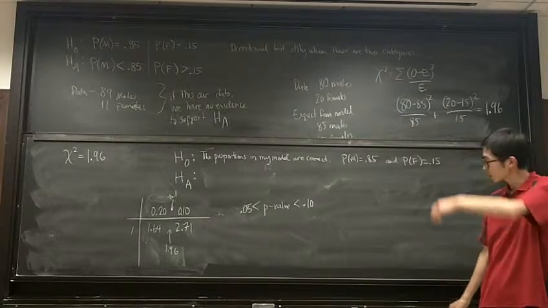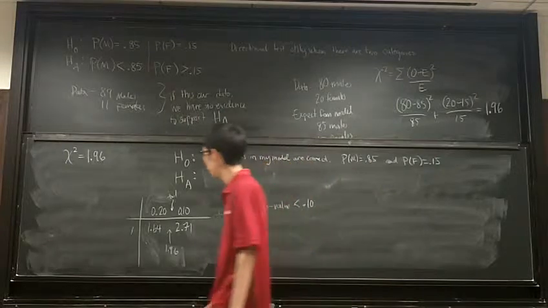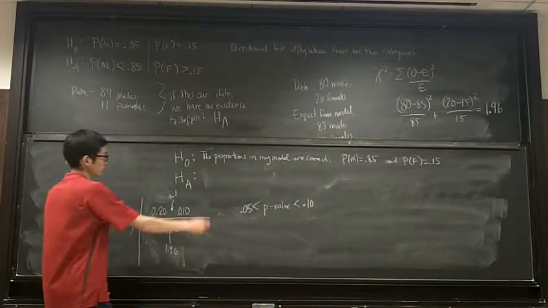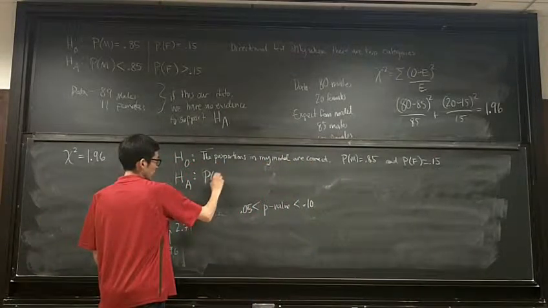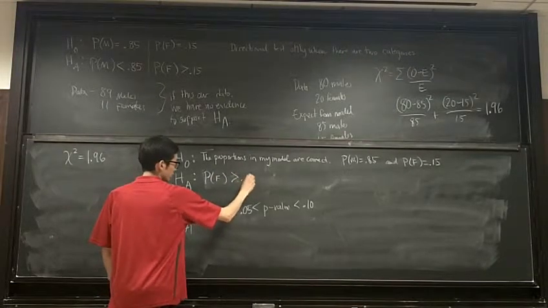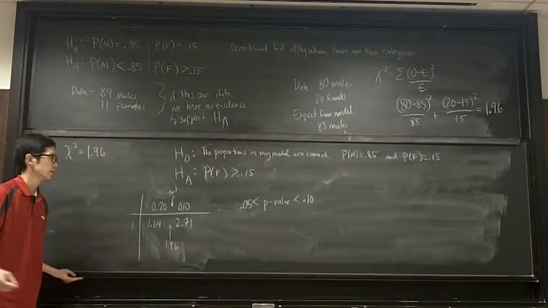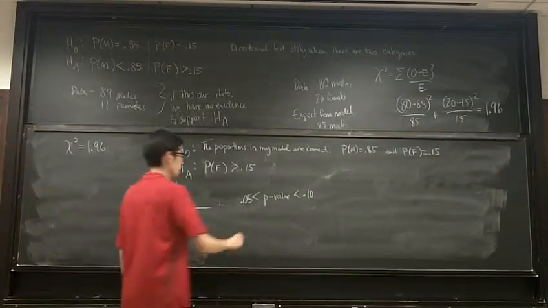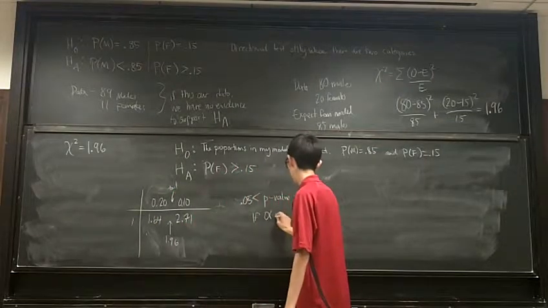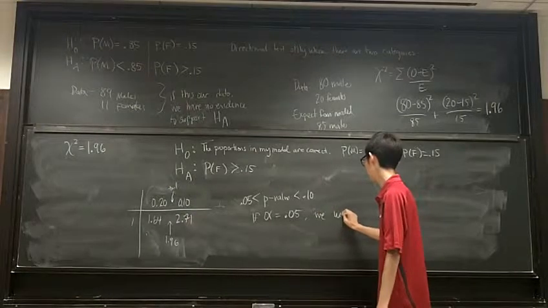And so we have to decide an alpha to determine what it might be. Our alternative here was that the proportion female is greater than 0.15. If alpha were 5%, we would not reject.